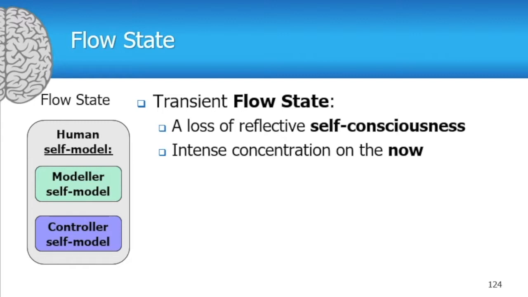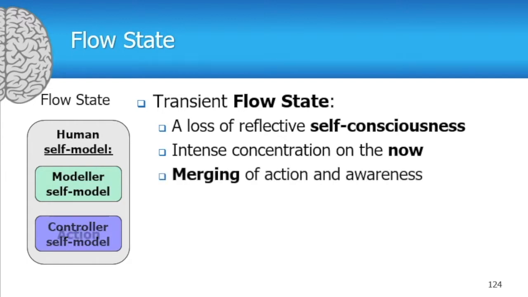When the controller is thinking about the past, it sometimes experiences resentment. And when it's thinking about the future, a fear about what might happen in the future could be triggered. There's also a merging of action and awareness, which could be expected if the identification with the modeler and controller were roughly equal. So the flow state is consistent with this kind of a self-model for the human.